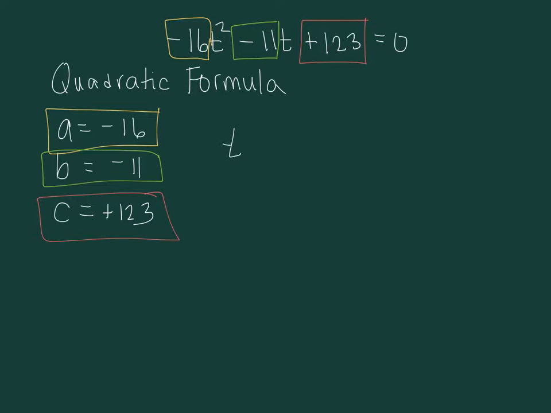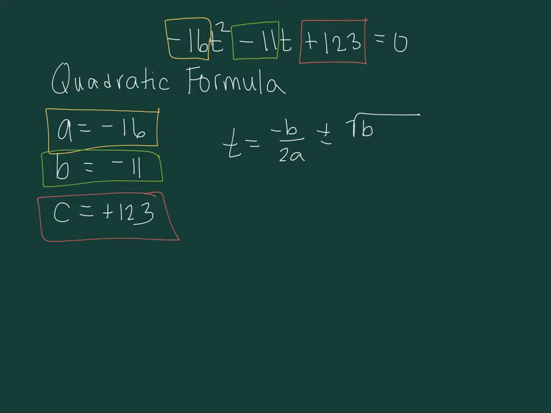We're looking for time equals negative b over 2a plus minus the square root of b squared minus 4ac all over 2a. Now, this is the discriminant, and so we're going to solve for that first, okay?